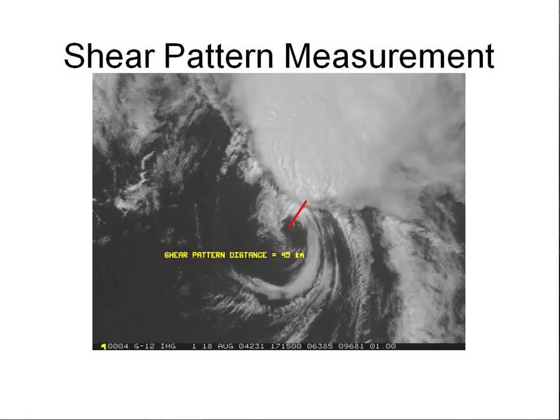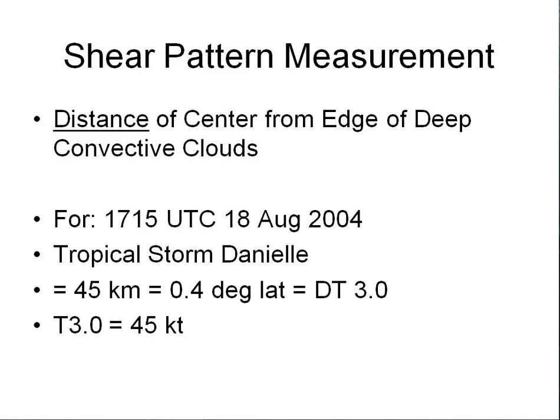With this example, a satellite workstation has been used to measure the distance along the red line shown here. The red line on this diagram is 45 kilometers long and is a measurement of the center's displacement from the edge of the deep convection. 45 kilometers equals 0.41 degrees latitude. So here are the results with this example. The distance measurement of 45 kilometers gives a T 3.0 shear pattern with Tropical Storm Danielle.